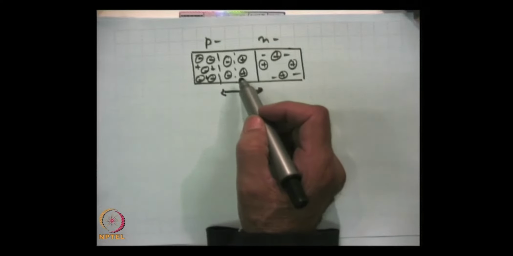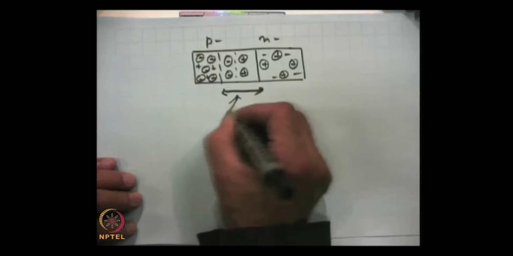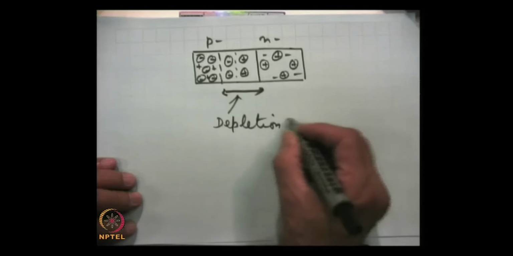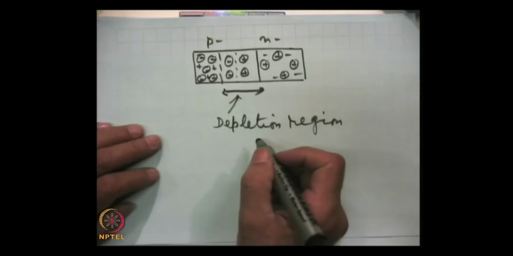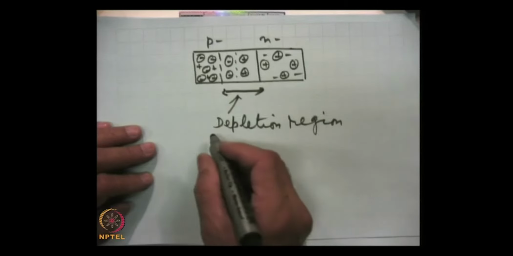It is a high resistivity region and it is called depletion region. This is called depletion region. It is a high resistivity region.